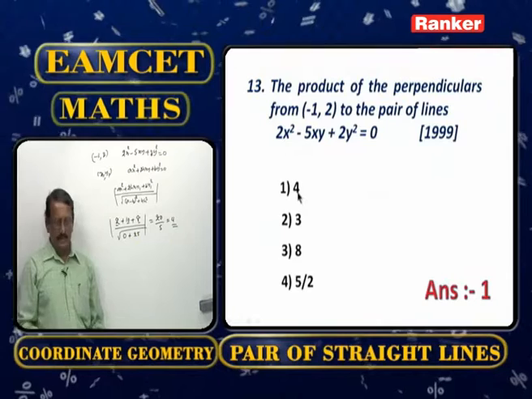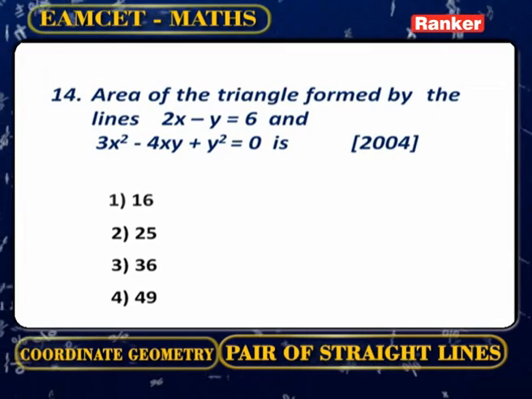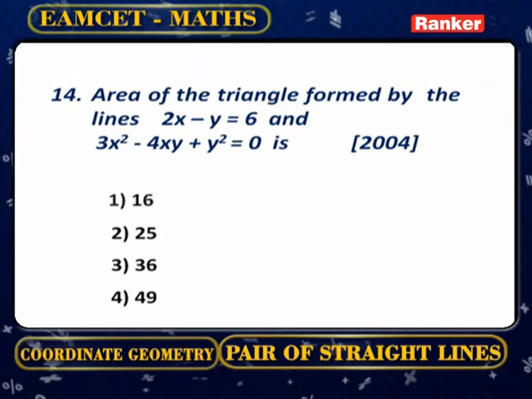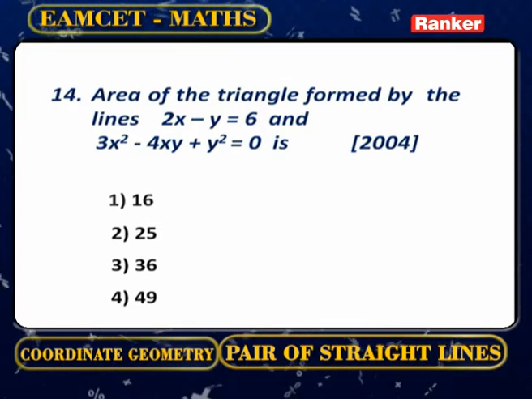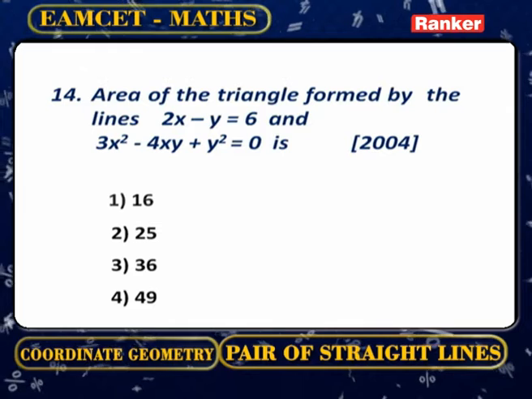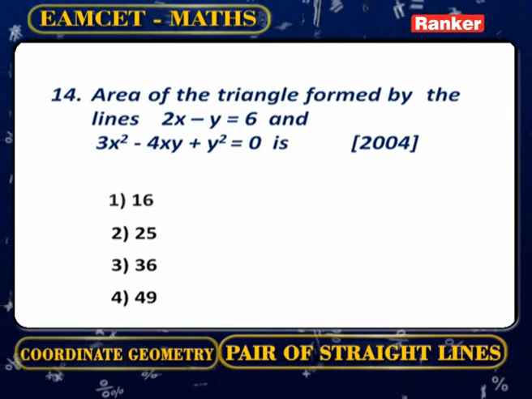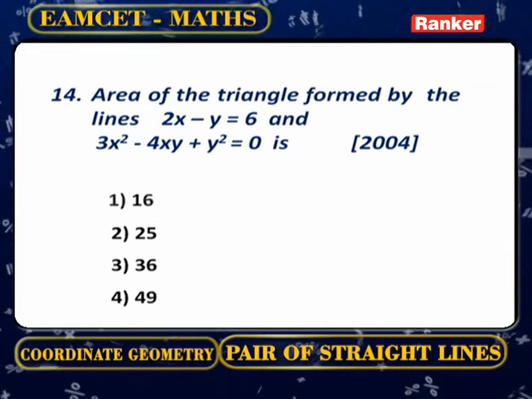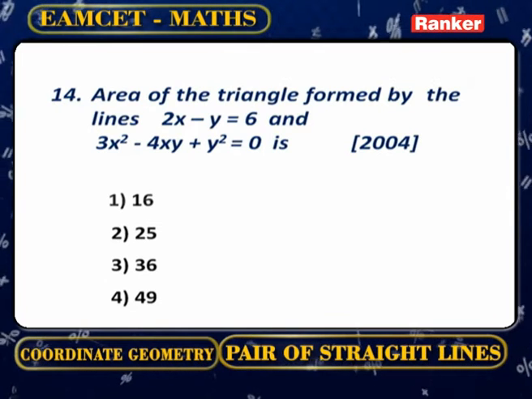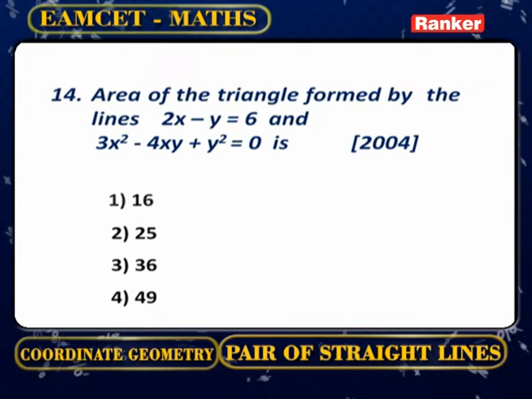Now, first option is the correct. The area of the triangle formed by the lines 2x minus y minus 6 equals to 0 and 3x square minus 4xy plus y square equals to 0.